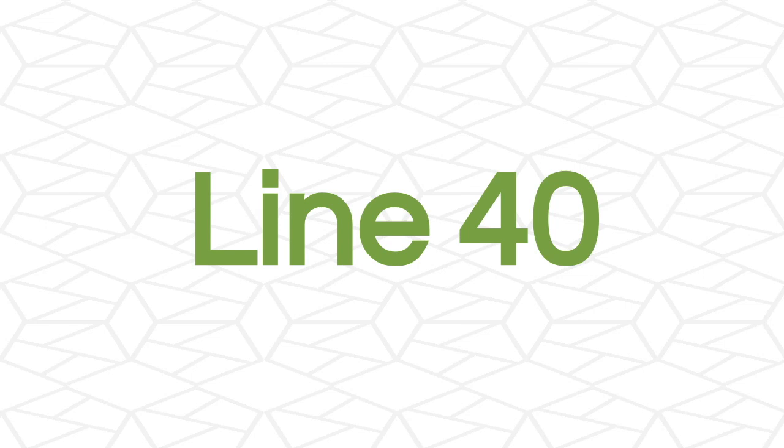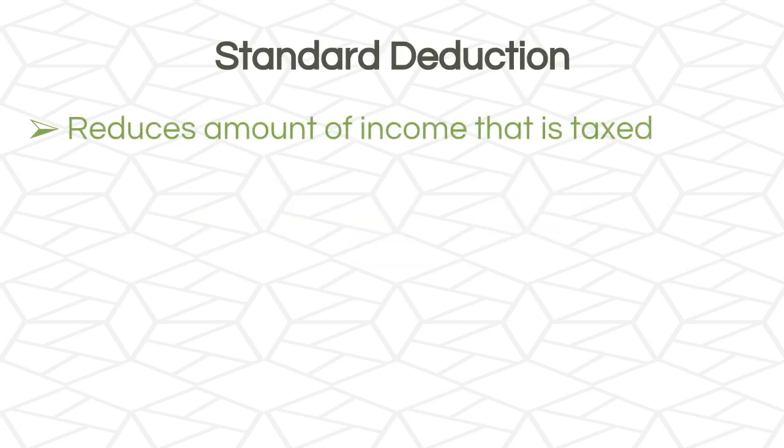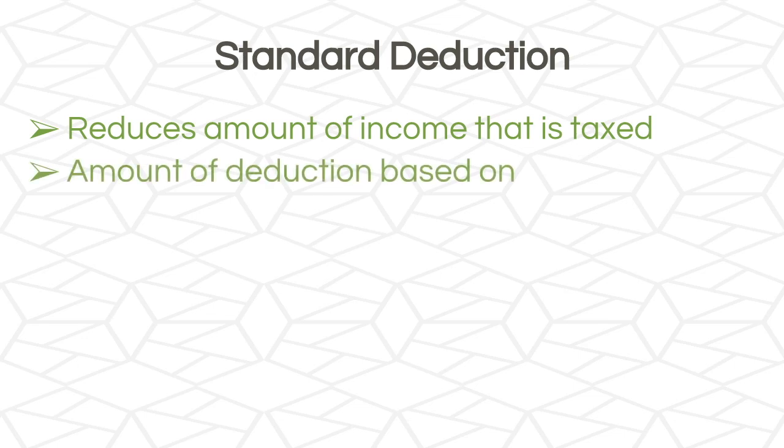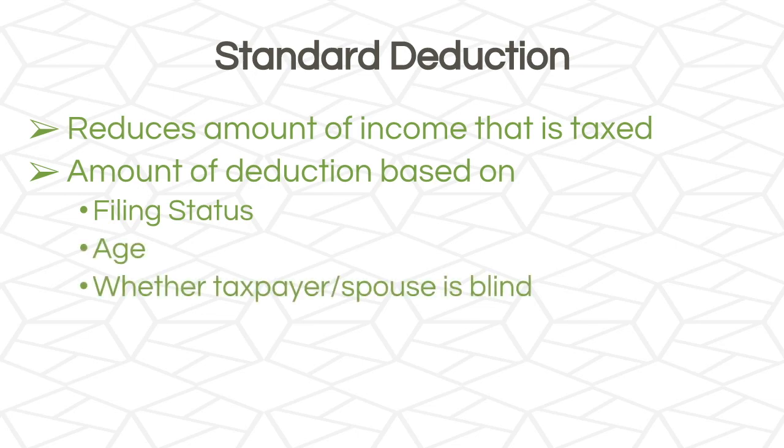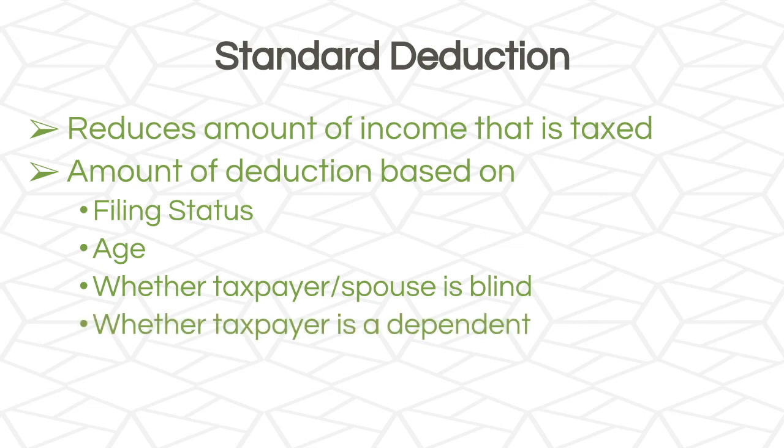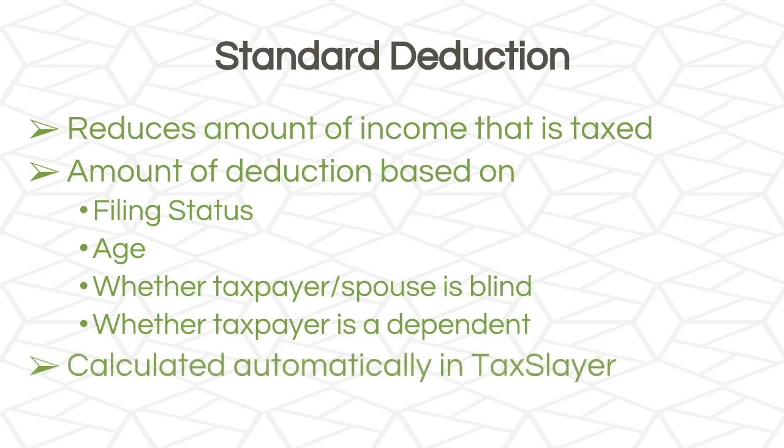So let's look at line 40, which includes the standard deduction as well as itemized deductions. So the standard deduction will reduce the amount of income that is taxed. And the amount of the deduction is based on filing status, age, whether the taxpayer or spouse is blind, and whether the taxpayer is a dependent. Now that is calculated automatically in TaxSlayer, but you can reference the Pub 4012 just to check that the amount is pulling through correctly.